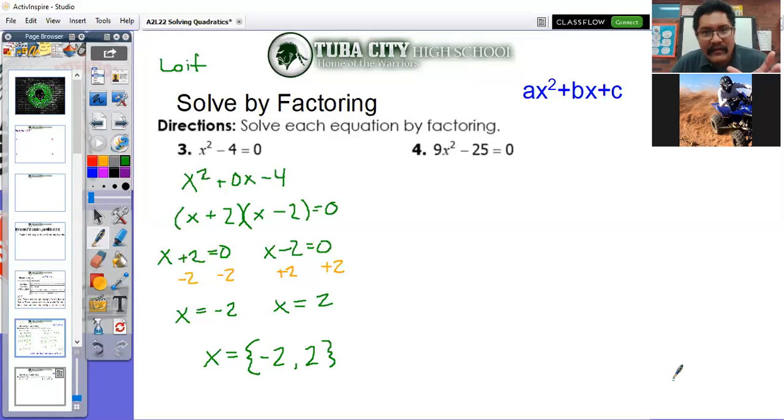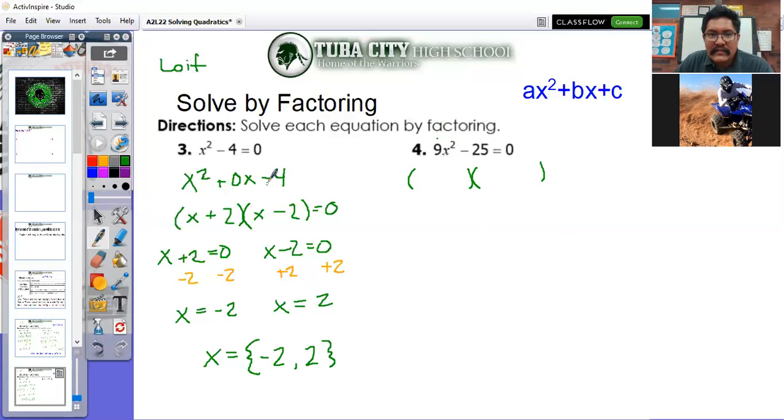All right, so now that we know these are difference in squares, because 9 is a square number, x squared is a square number, and 25 is a square number, I'm going to use the shortcut for these ones, and that is I am going to take the square root of both sides.